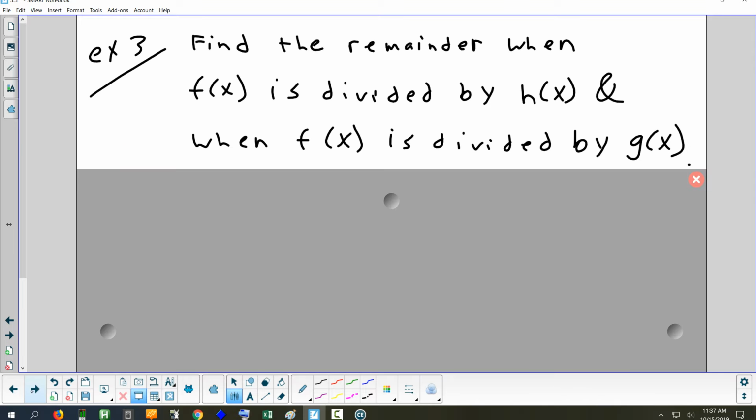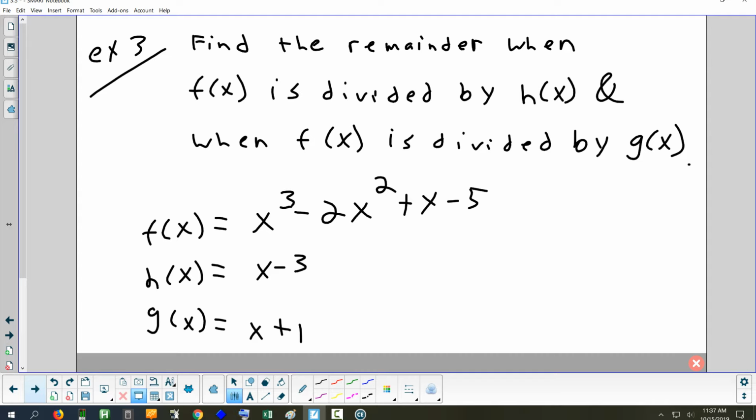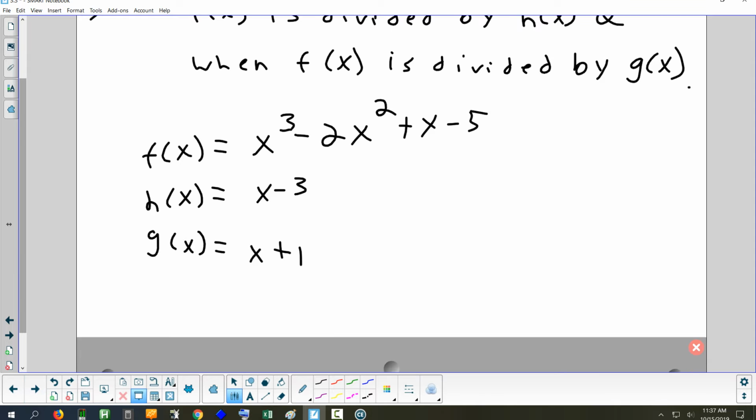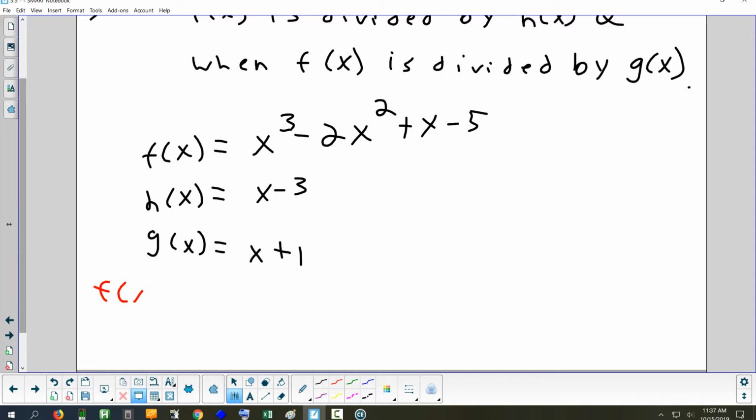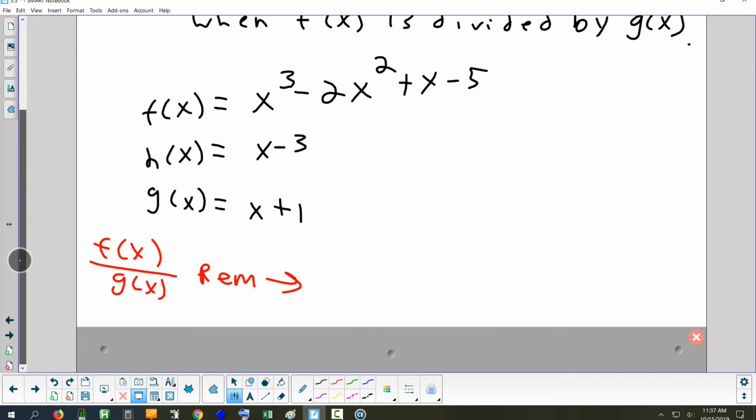So let's check for the remainder here. So 2 parts. It says find the remainder when you divide f of x by h of x. And then find the remainder again when you divide f of x by g of x. So let's start with f of x divided by g of x. And we're finding the remainder. I'm sorry, we're going to do g of x second. We're doing h of x first.